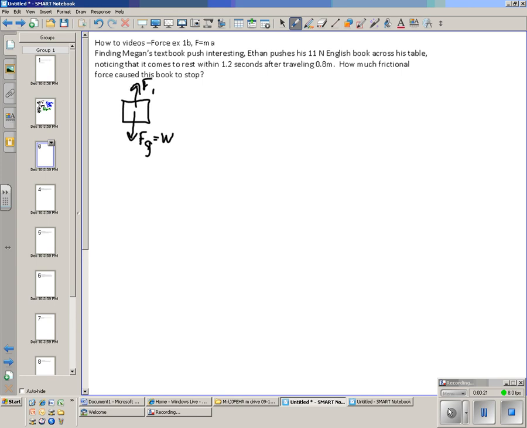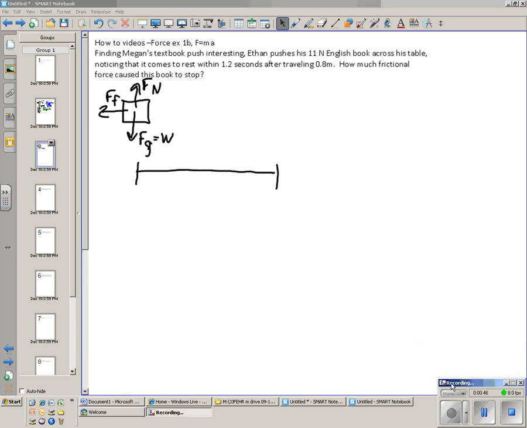There's a normal force and force of friction. It's already in motion, so we would not be including the applied force from Ethan. Okay, let's see, we can also include the initial velocity. Okay, so we draw in this is where the initial velocity is. Here's the final velocity.